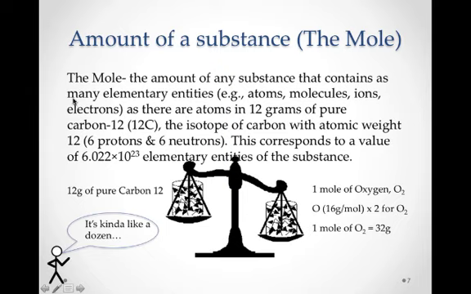The mole is the amount of any substance that contains as many elementary particles, in other words, atoms or molecules, ions, electrons, as there are atoms in 12 grams of pure carbon-12. The isotope of carbon with atomic weight 12 has 6 protons and 6 neutrons. This corresponds to a value of 6.022 times 10 to the 23rd elementary entities of a substance. That's a big number, a 6 with 23 zeros. So, if we had 12 grams of pure carbon-12, and we could count up every single carbon atom within it, we would end up with 6.022 times 10 to the 23 carbon atoms.